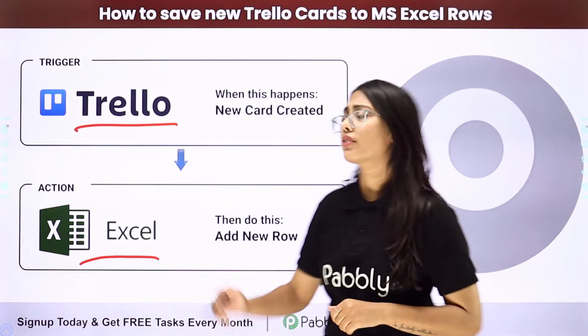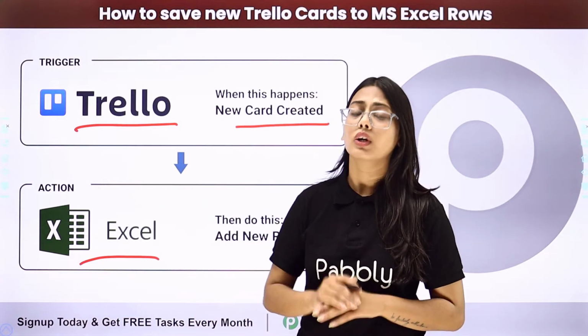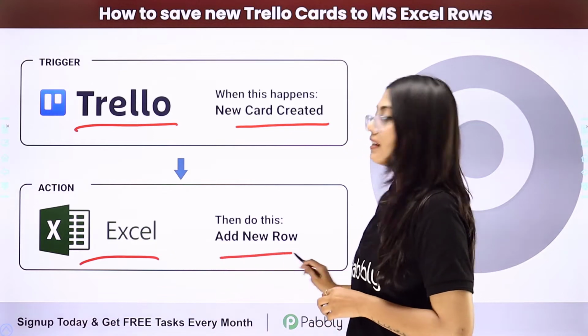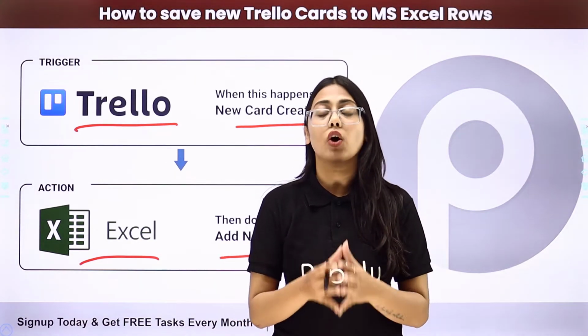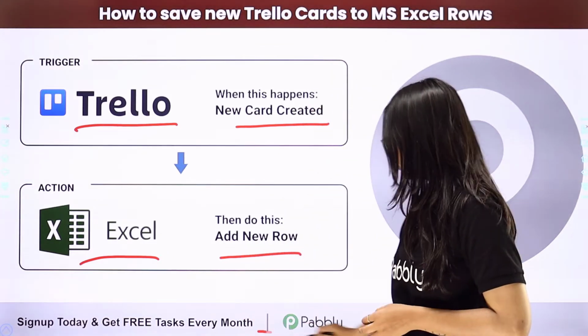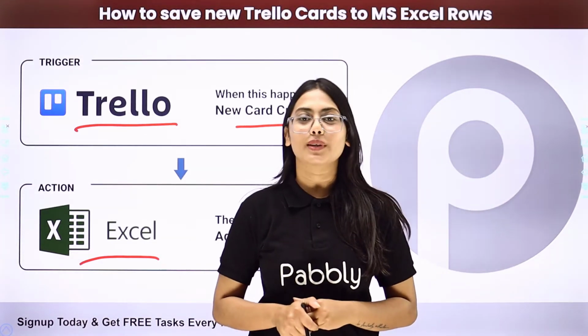For example, whenever a new card is created in Trello, this information will be added in MS Excel by adding a new row. We will be doing this using an automation software called Pabbly Connect. So let us learn how to do it.